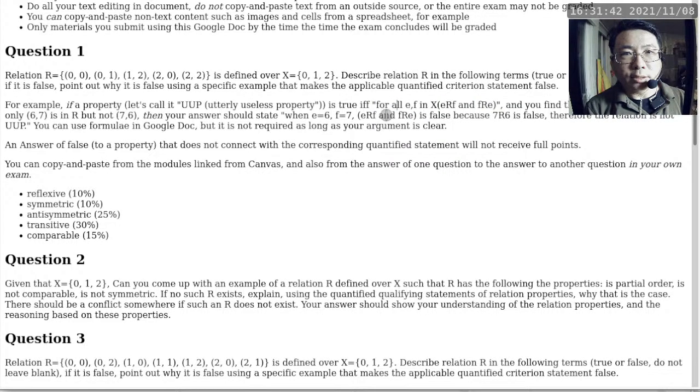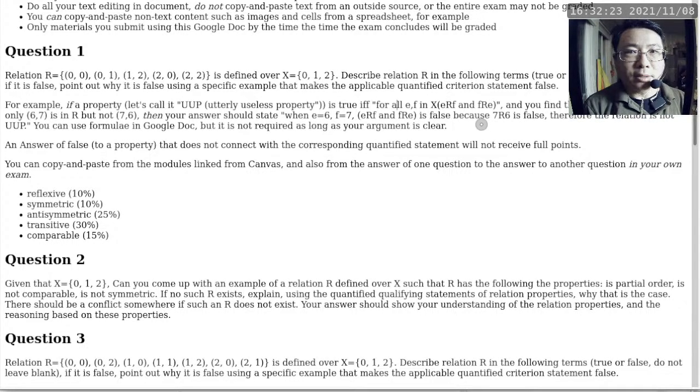So right here we have for all E, F in X, ERF and FRE. Now there's no such property that we have talked about, and that's why this is an invented, utterly useless property, because it is not something that we have actually talked about. So if this is actually a property, and you find that when E equals 6 and F equals 7, only 6, 7 is in R, but 7, 6 is not in R, then your answer should state when E equals 6, F equals 7, ERF and FRE is false because 7R6 is false. There's no such tuple in R in that case.